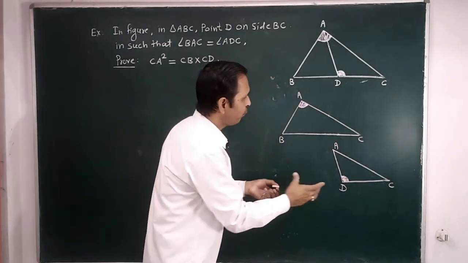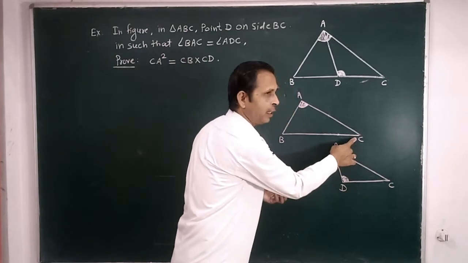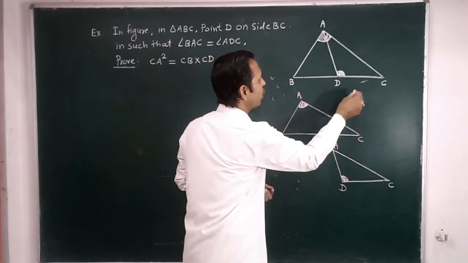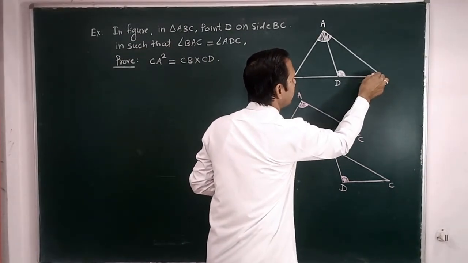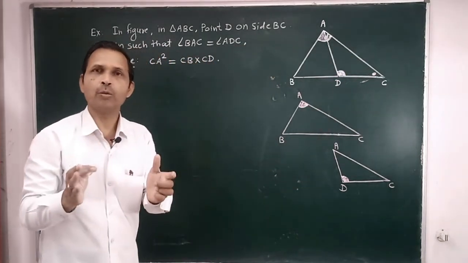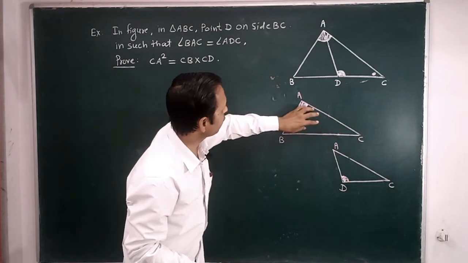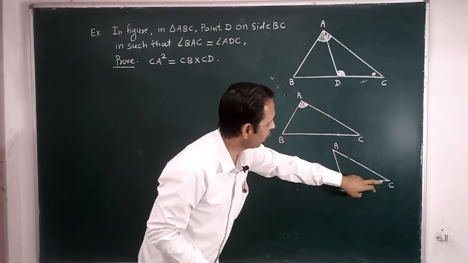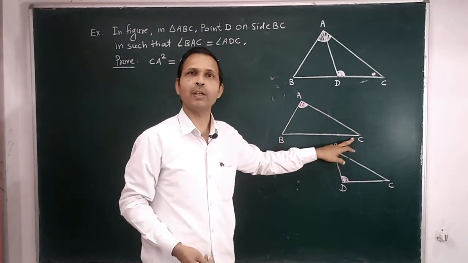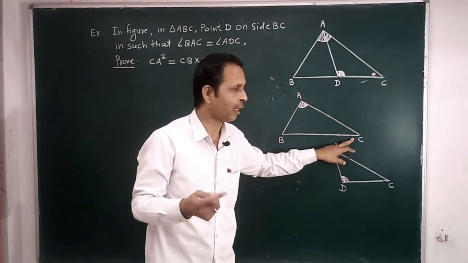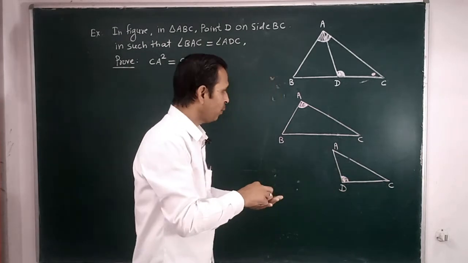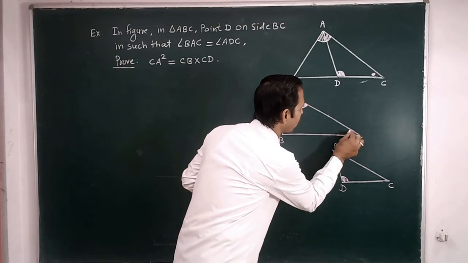Now if you put C on the vertex C, then you will observe that this angle C is a common angle to both triangles. If you put this triangle in such a way, you will see that this angle C and angle C coincide, and that's why this angle is also congruent.